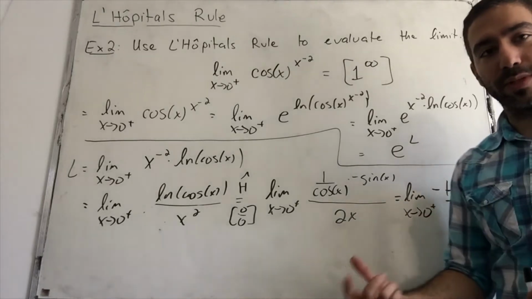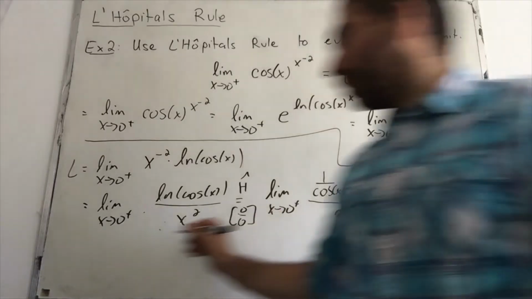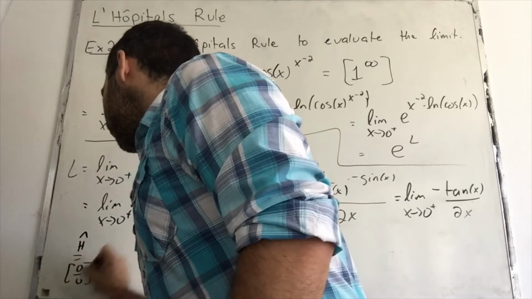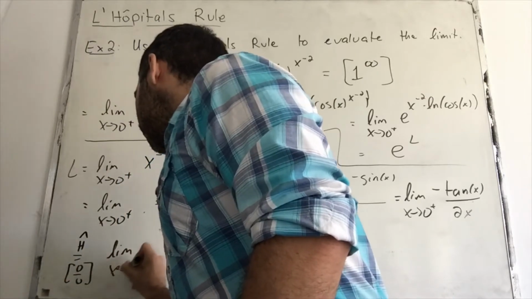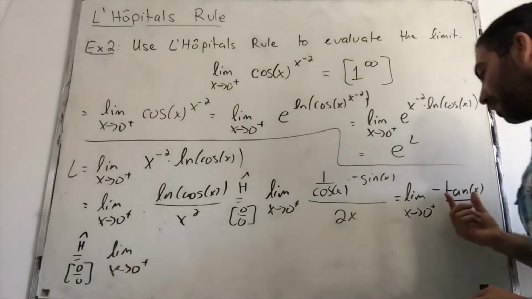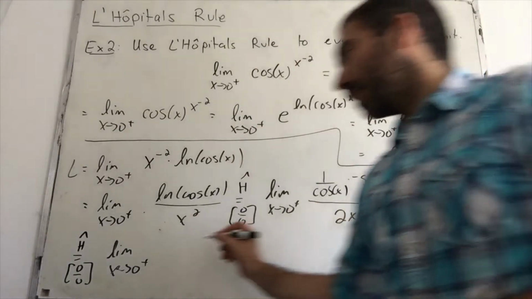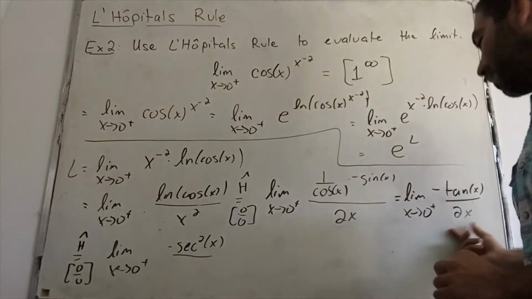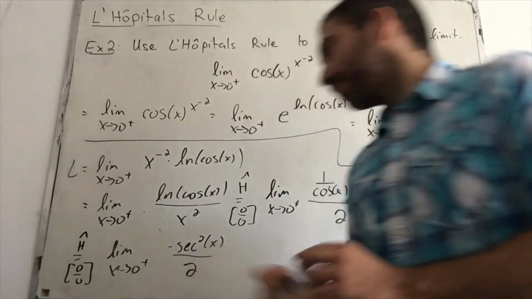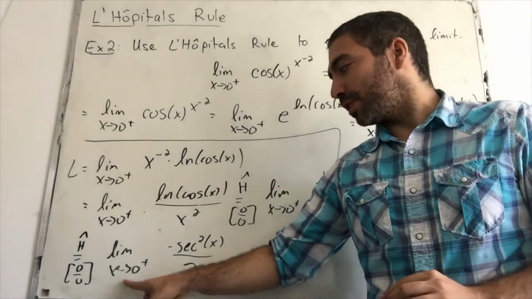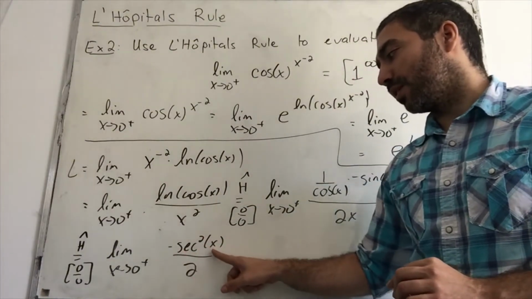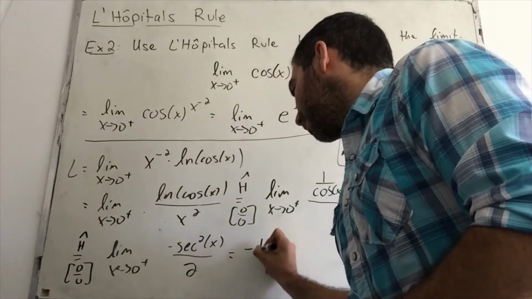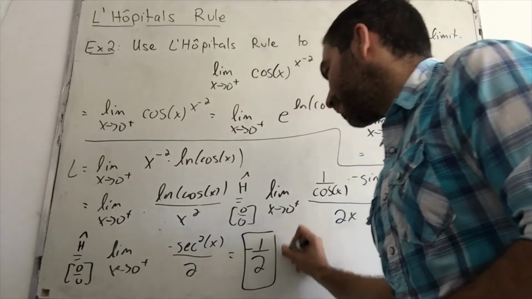So we have L'Hopital's rule again. We have the indeterminate form 0 over 0. So let's apply L'Hopital's, giving us the limit as x tends to 0 from the positive side. The derivative of negative tan is negative secant squared. And the derivative of 2x is just 2. Now if we evaluate the limit, we substitute the x with zeros, we get negative secant squared of 0. Secant squared of 0 is just 1, giving us negative a half. And we're done. This is our answer.